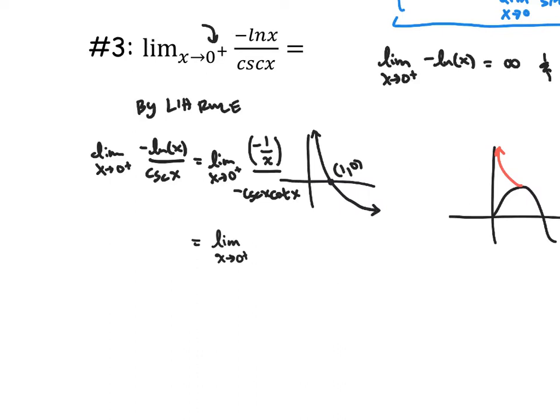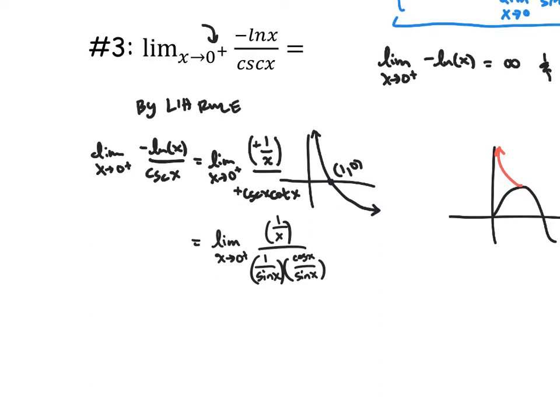Let's use some trig. So this would be, let's just negate the negative values. So this would be 1 over x over 1 over sine x, and cotangent would be cosine x over sine x. See if we can manipulate this.